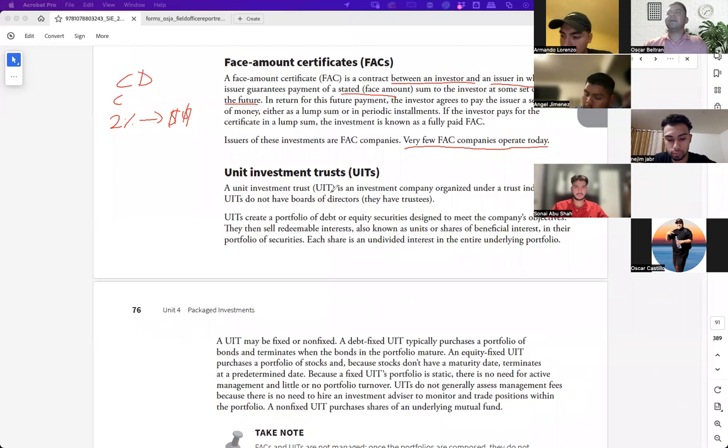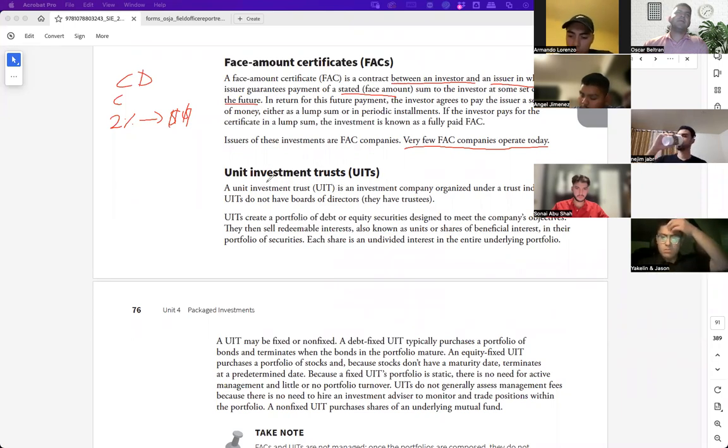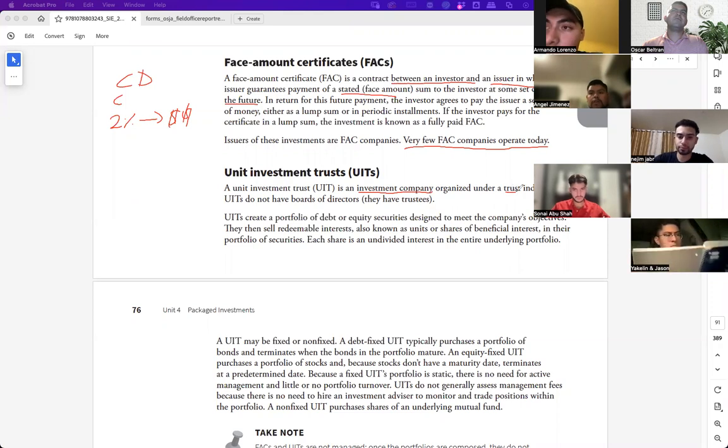And now the next one here we have is a unit investment trust. So these are pretty much going to be fixed. It's going to be a fund that is a whole bunch of either bonds or stocks, and it has a particular goal for that client. It is an investment company organized under a trust indenture. Unit investment trusts do not have a board of directors. They have trustees, but not a board of directors.